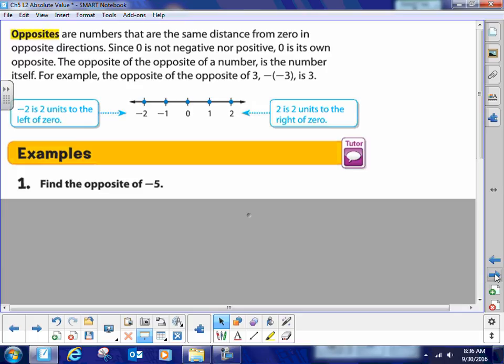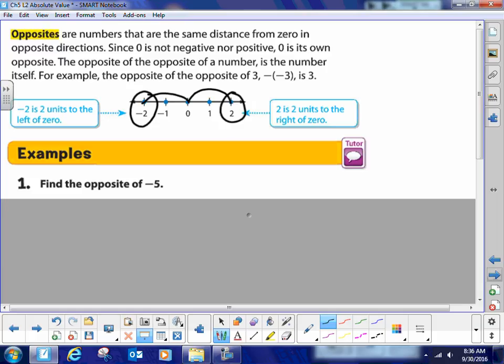Okay, you can kind of see how -2 is the opposite of 2 because they are the exact same length from 0, but one is in the opposite direction of the other. Since 0 is not negative or positive, 0 is its own opposite. The opposite of the opposite of a number is the number itself. Don't let word trickery mess you up. For example, the opposite of 3 is -3, and the opposite of -3 is 3. Okay, that's not that hard. We'll talk about that more in just a second.